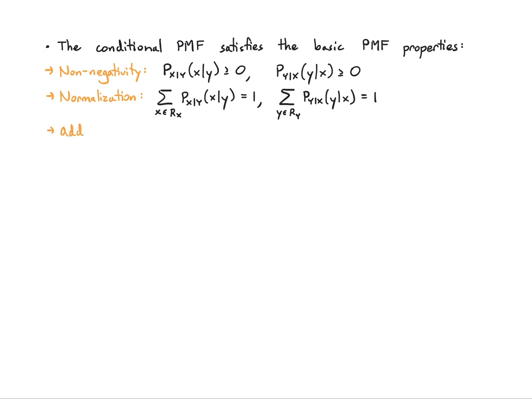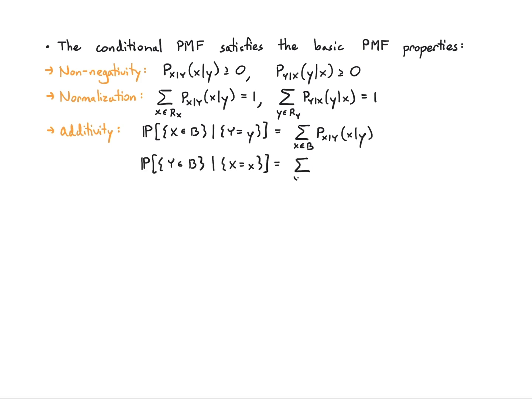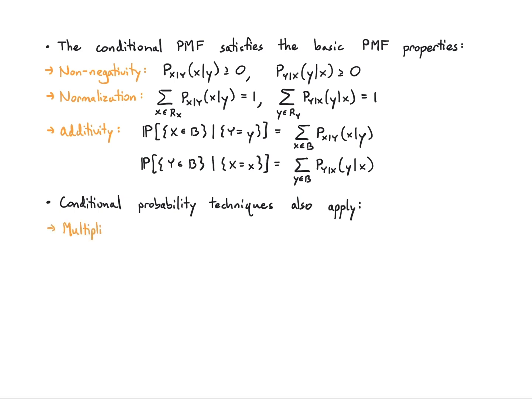I also have additivity. So this idea that I fall into a set B, given that I know that the other variable is y, I just sum up the conditional PMF over that set B. Same for x and y. I just sum up over those elements. And I also have the conditional probability techniques that we developed before. I'm going to have the multiplication rule. This one's probably the most important to remember here. If I want to get the joint PMF and I have the marginal and the conditional, I can take their product. That's the multiplication rule.